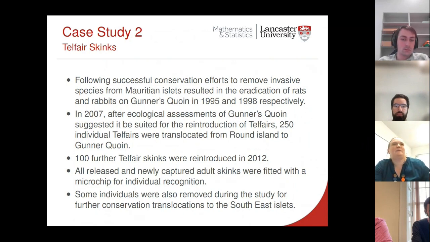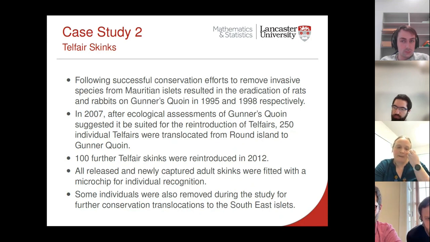I really like this system because there's a two-way movement of some of these species. Previously, Gunner's Coin had been the source population for lesser night gecko, whereas now it's the host area for the translocation. One thing to be aware of during translocations is you need to think about genetic diversity of the species and the population. Following the translocation in 2007, there was a further reintroduction of 100 additional skinks in 2012.